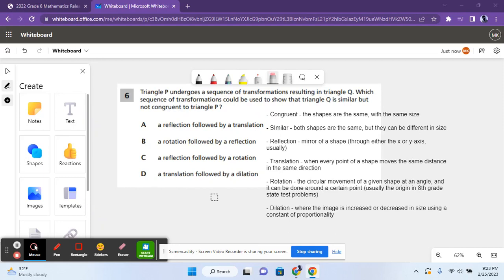Hello everyone, this is Moonlight Learning Academy, and today we are going to be doing questions 6 through 15 for the 2022 Grade 8 Mathematics Day exam for New York State.